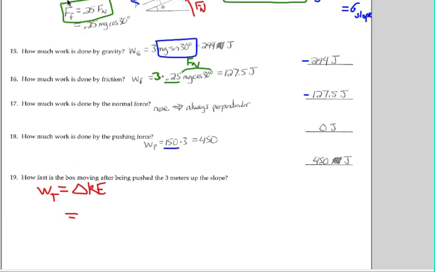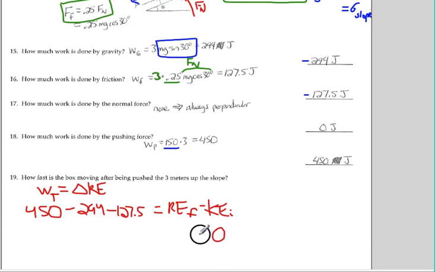So our total amount of work here is going to be what? I guess I better make some more space. So our total amount of work is going to be 450, we don't have to worry about the 0, but minus 294, minus 127.5, and that's going to be equal to the change in kinetic energy. So kinetic energy final minus kinetic energy initial. And kinetic energy has that velocity squared term, right? But the block started from rest, so the initial is going to be 0.